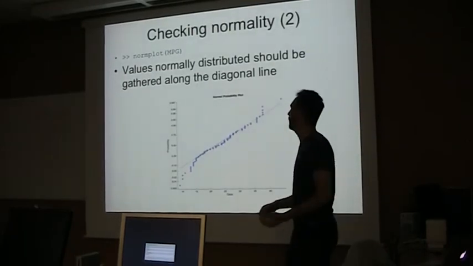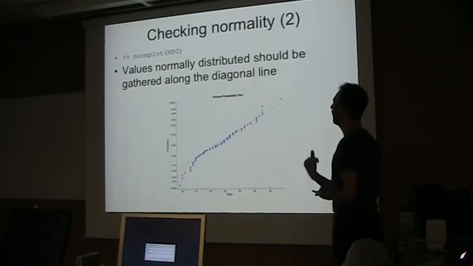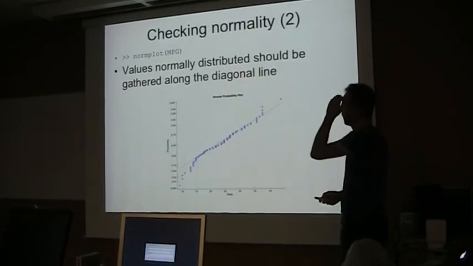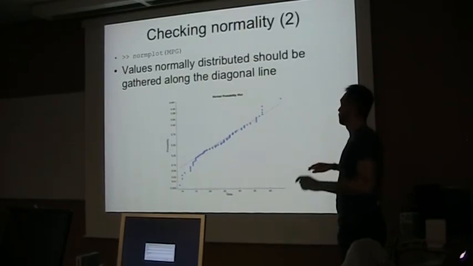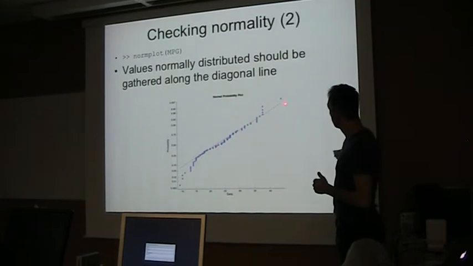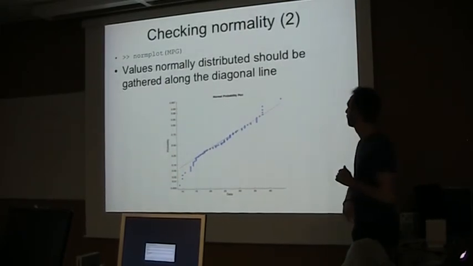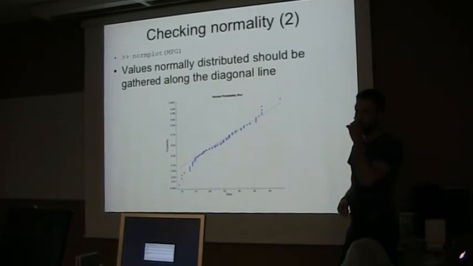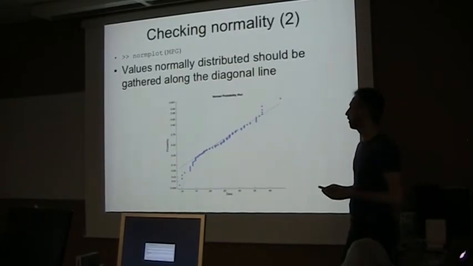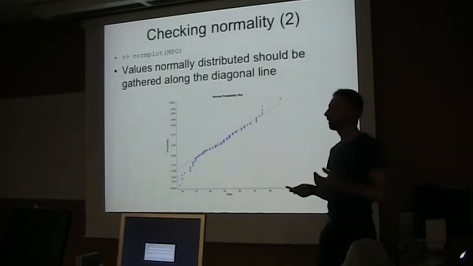Another way to check the normality is with normplot. Values which are normally distributed, so which follow this Gaussian curve, should be gathered along the diagonal line here in red. And if they depart from it too much, especially in the beginning and the end, well, it suggests that it's not normally distributed. There are also tests to actually see if the data is normally distributed. No way, none of these methods is perfect.